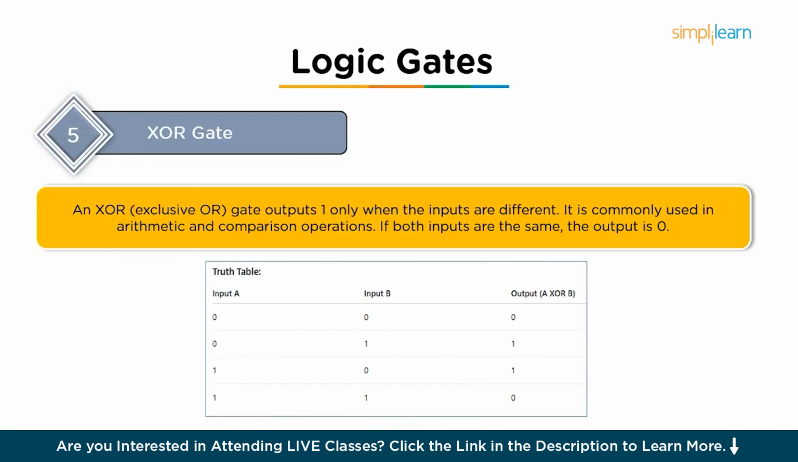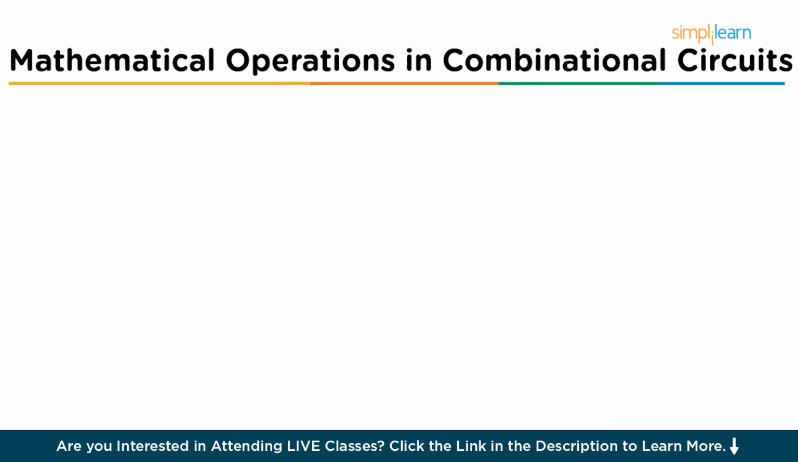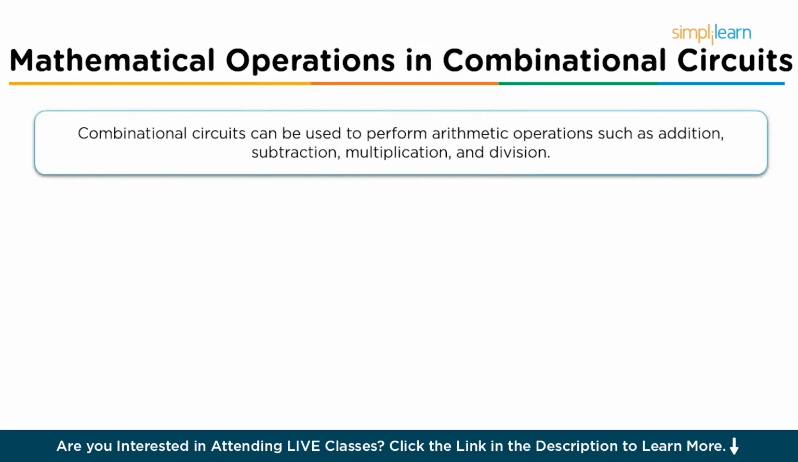So these basic gates can be interconnected in countless combinations to create more complex combinational circuits for performing arithmetic operations, decision making, and data processing in computers and digital devices. So now let's move forward and see mathematical operations in combinational circuits. Combinational circuits can be used to perform arithmetic operations such as addition, subtraction, multiplication, and division. A common example is the adder circuit, which performs addition on binary numbers.